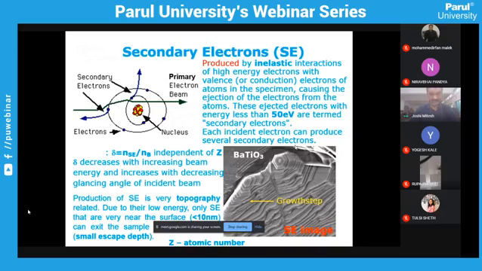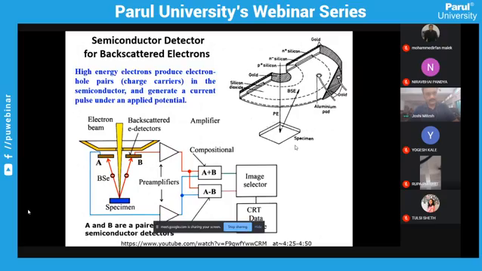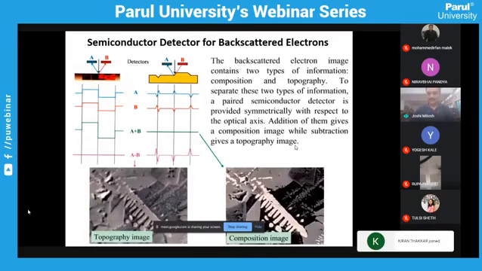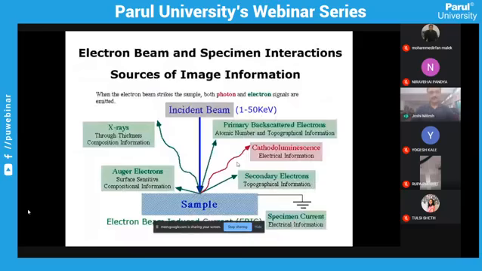I may skip this. These are the semiconductor detectors for backscattered electrons. By using backscatter detectors, you can see compositional image differences. This is without, and this is with backscattered spectroscopy. So you have larger information of composition and topography. I have summarized all this in a simple slide over here.